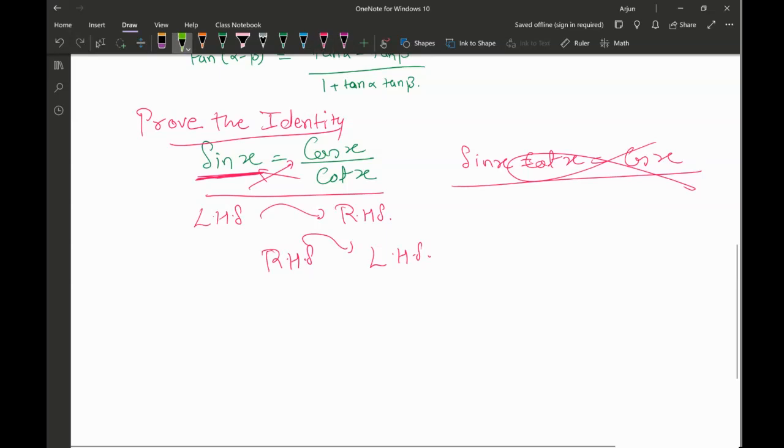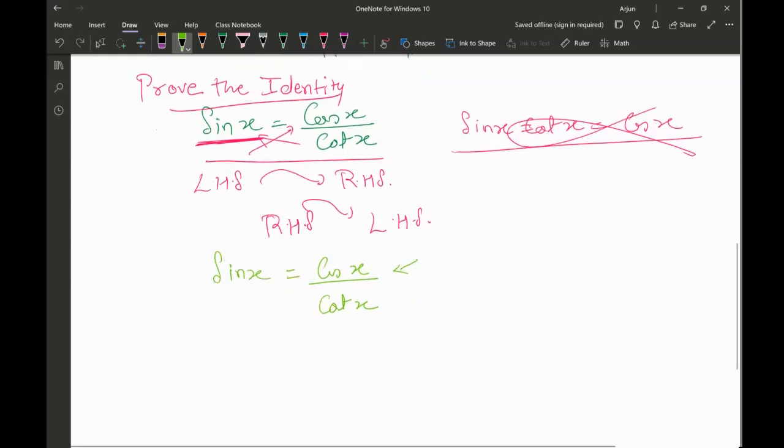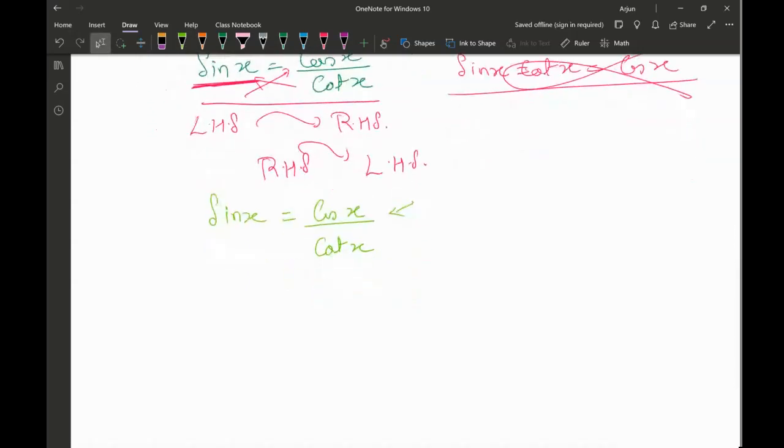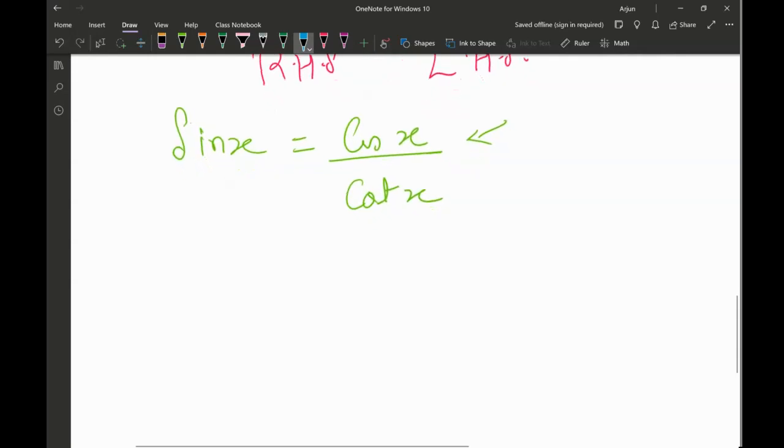So the question given to me here is sine theta equal to cos theta upon cot theta. Now I can write the x form also, or theta, it doesn't make any difference, but I'll put back the x here. I'm going to take the right hand side because that gives me more chance of playing with it, and I think I'll be able to convert it into sine x.